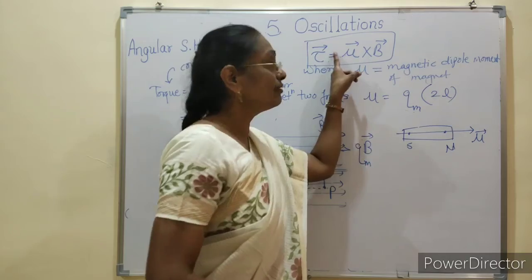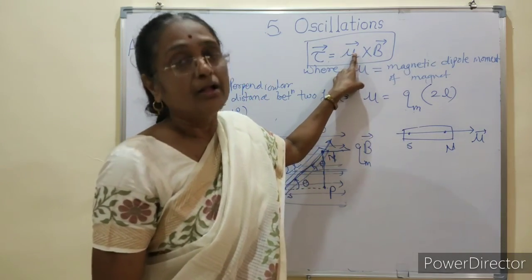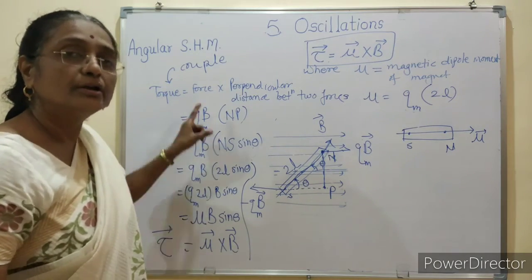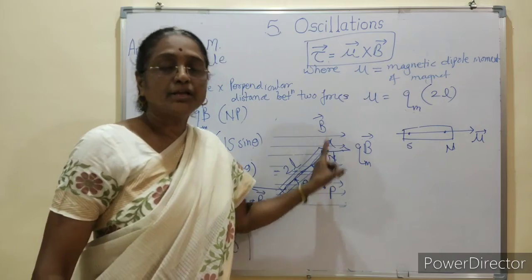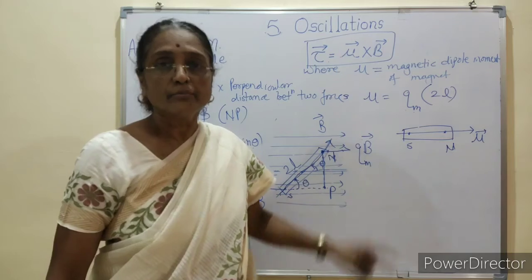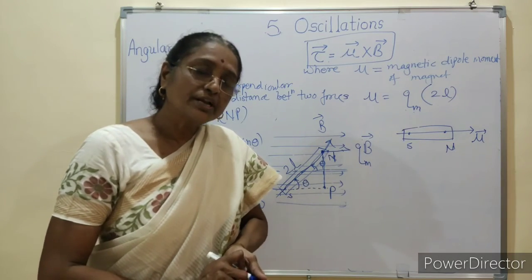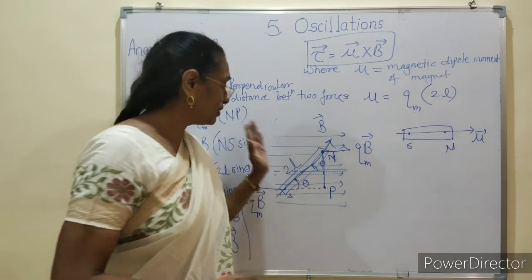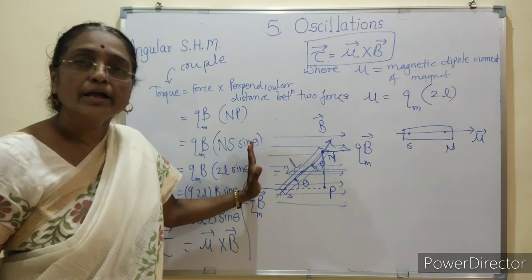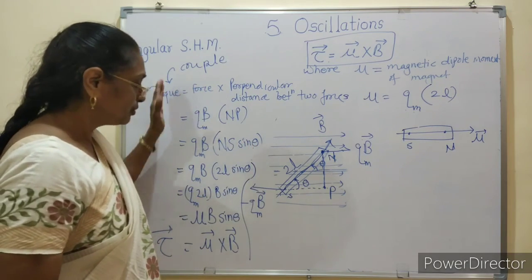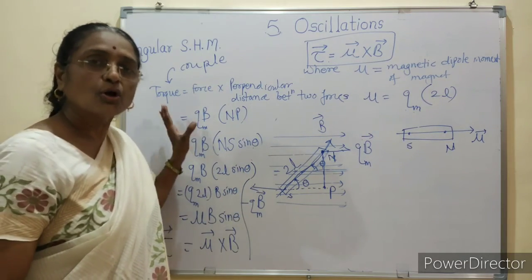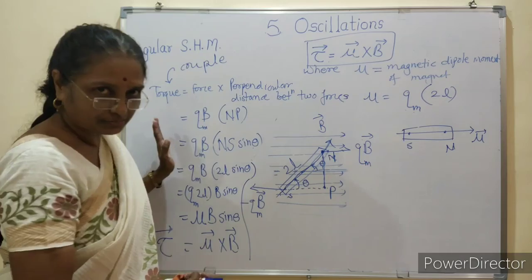In our derivation, we have taken it directly. This explanation is not important in this theory of angular S.H.M. We have to take directly tau is equal to mu cross B. But for the sake of understanding, we have taken this derivation. We have to repeat it in chapter number 11. But for this stage, you can note down these steps in side notes, or in your notes in any corner.